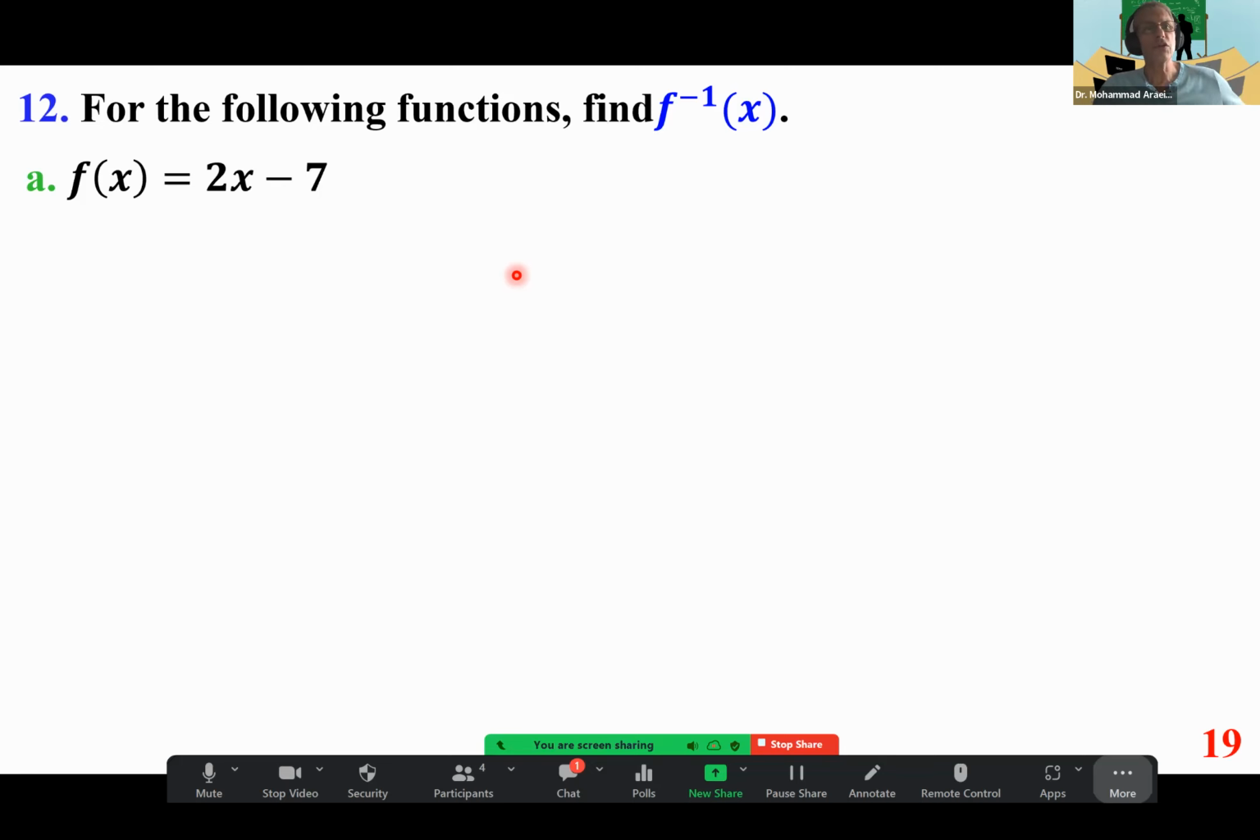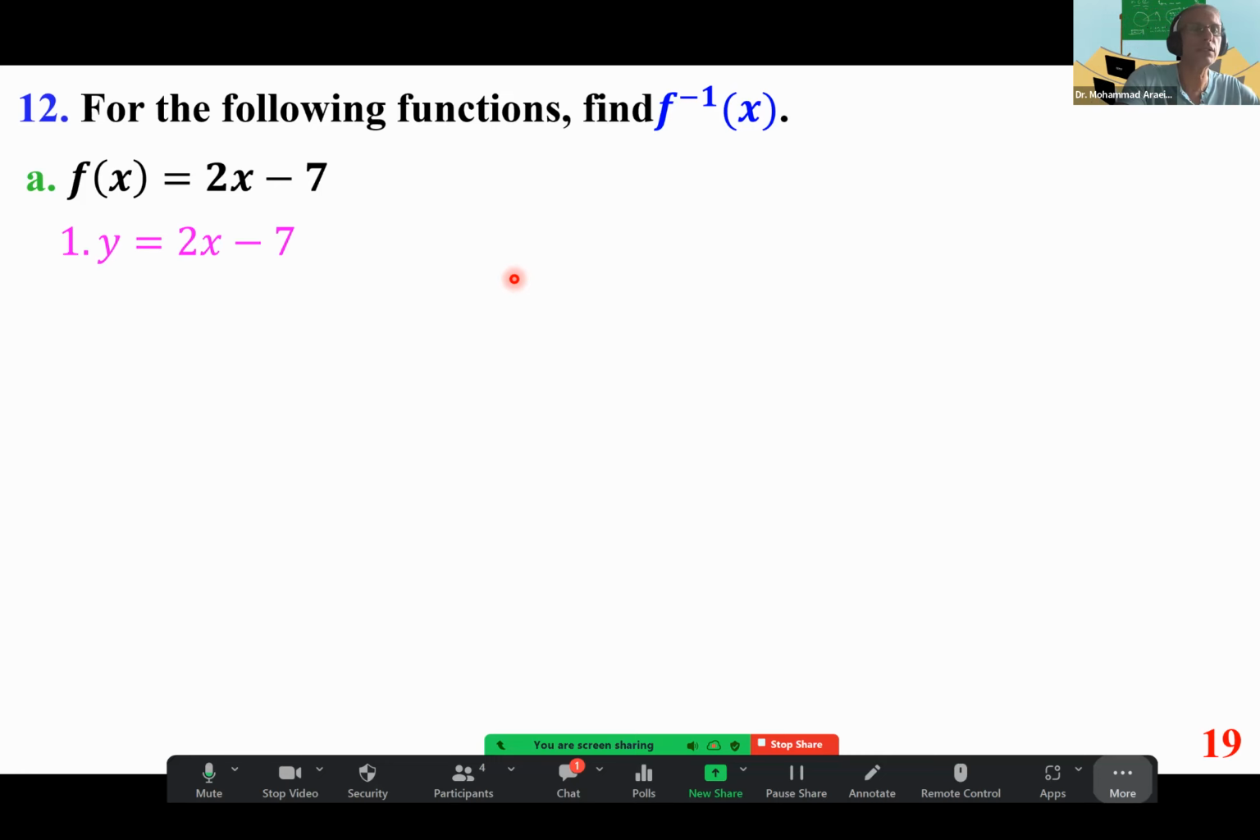All right, for the given function f of x equals 2x minus 7, we are interested in finding the inverse. So in order to find the inverse, we take the following steps. Number one, we're going to change f of x to y because it makes it a tad easier to work with. The first step, interchange x and y.